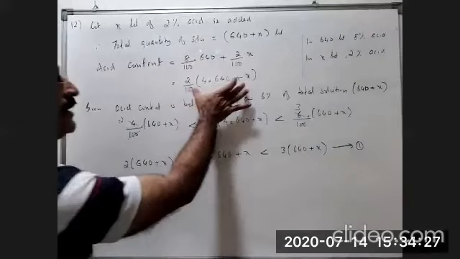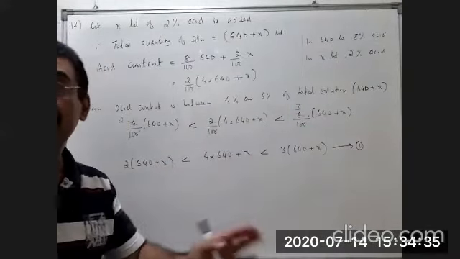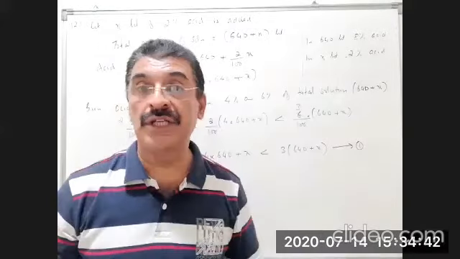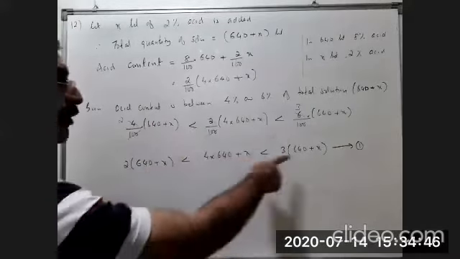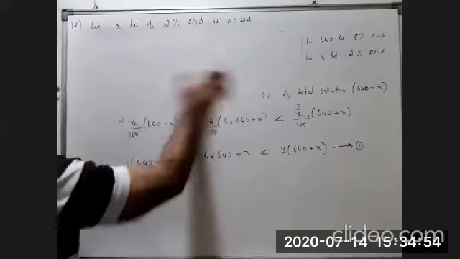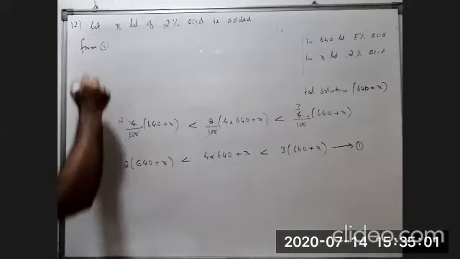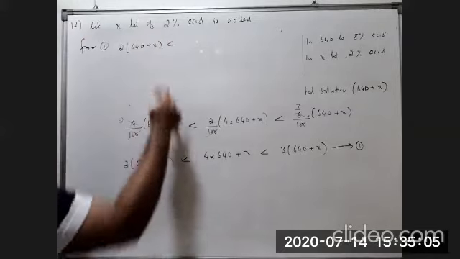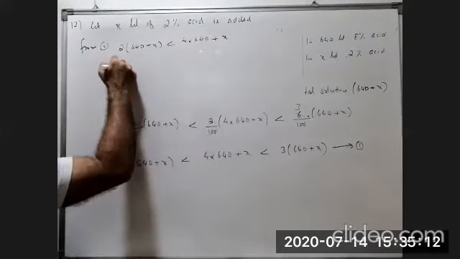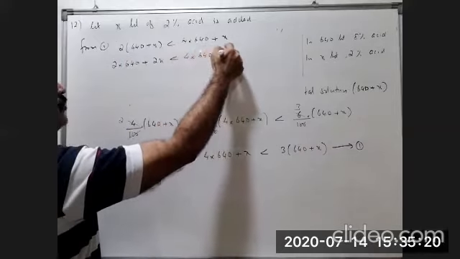Now, this acid content should be between 4% and 6% of the total quantity. Total quantity is 640 plus X. So between 4% and 6% of total. Simplifying, we got this. Now, from 1: 2 into 640 plus 2X less than 4 into 640 plus 6.